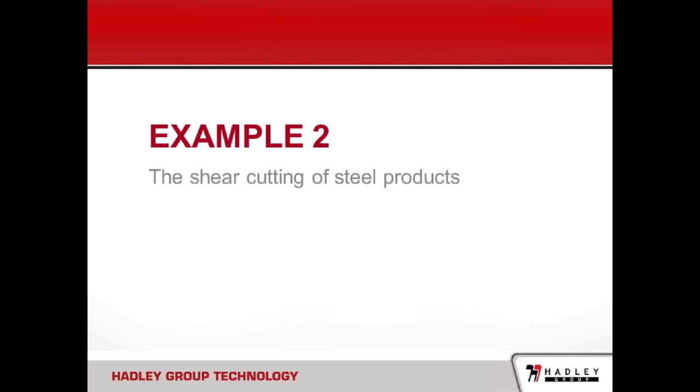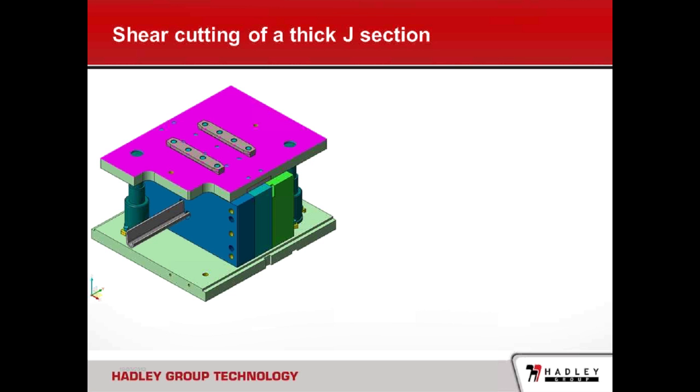So now I'm going to give you a very brief presentation about example number 2, which is shear cutting of cold formed steel products. There are many shear cutting processes in application with different types of sections that we obtain from the cold forming process. This one example is the shear cutting of the thick channel section. As you can see here, the production model in detail.